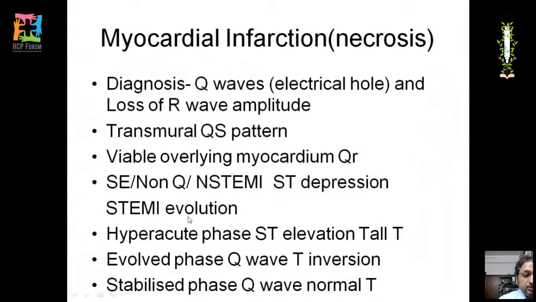So how does a STEMI infarct evolution take place? In the hyperacute phase, usually we get an ST elevation with tall T. In the evolved phase, we get a Q wave with T inversion. In the stabilized phase, we get the Q wave, and the T inversion has reverted back to normal.